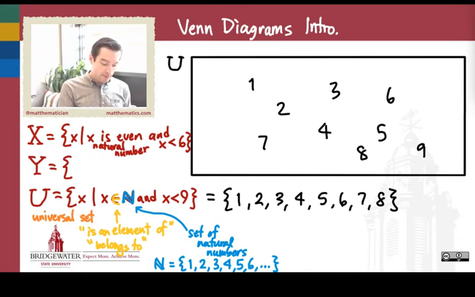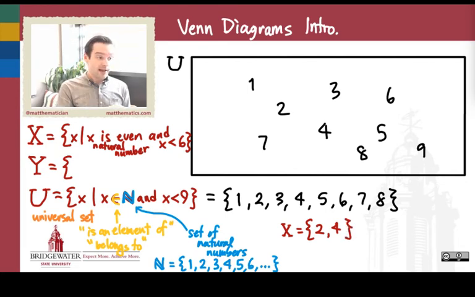So I could write down a roster for X. What are all the even natural numbers that are less than 6? Well, 1's not even. 2 is, and it's less than 6, so 2 belongs. 3 is less than 6, but it's not even, so it doesn't belong. 4 is a natural number that's even, and it's less than 6. 5 is a natural number, it's less than 6, but it's not even, so it doesn't belong. 6 is an even natural number, but it's not less than 6. And anything bigger than 6 is also not going to belong. And so my set X consists of just 2 and 4.